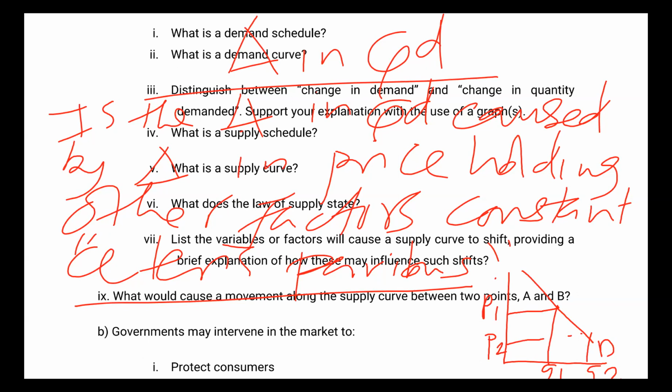On the vertical axis, we see price, and on the horizontal axis, we see quantity demanded. So you can see that this is a movement along the demand curve from point A to point B. So it does not involve the shifting of the demand curve. Clear?